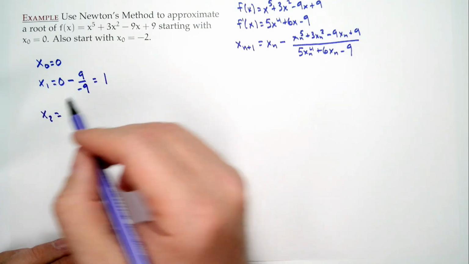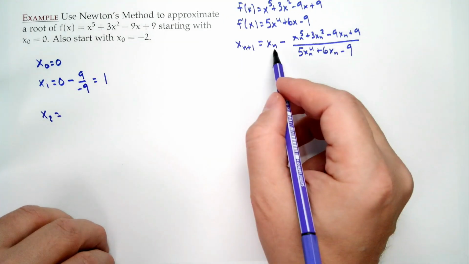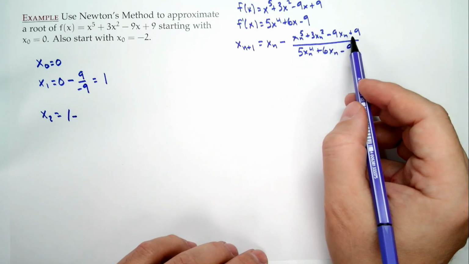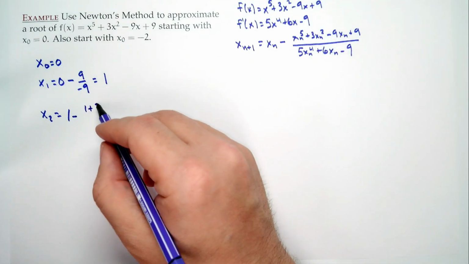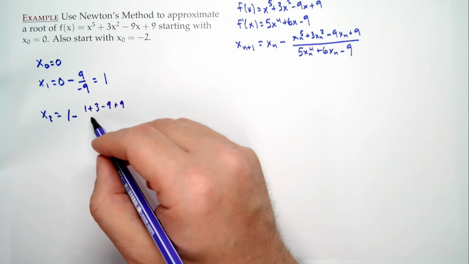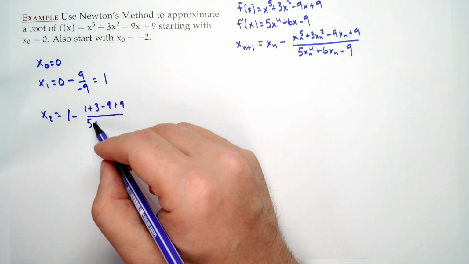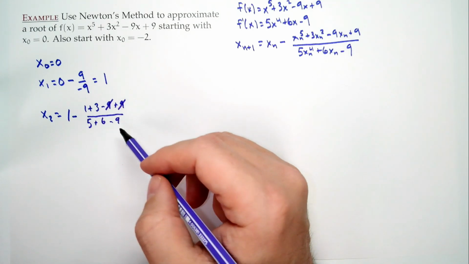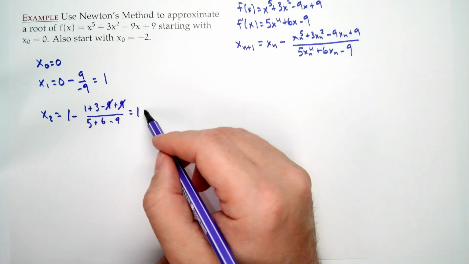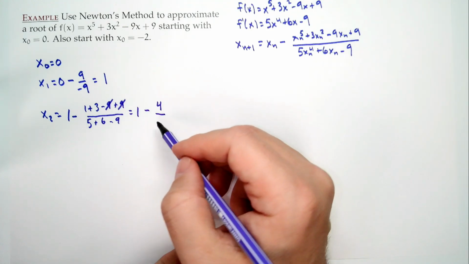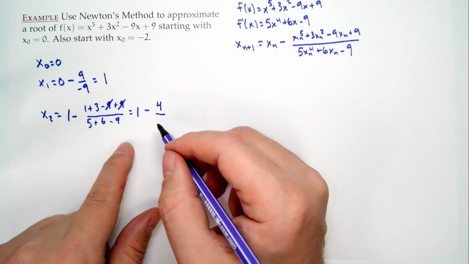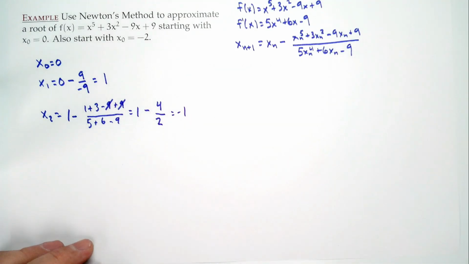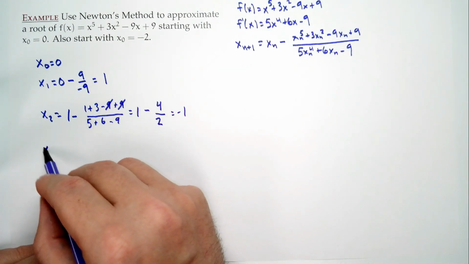So what is x2? Well, it's this number 1 minus, now here you're adding up the coefficients. So it's 1 plus 3 minus 9 plus 9. Downstairs, 5 plus 6 minus 9. Now the minus 9 plus 9 cancel. So what do we have? We have 1 minus, upstairs is 4. And downstairs, 5 plus 6 is 11, minus 9 is 2. So it's really 1 minus 2, which is negative 1. Hey, that's pretty nice. How about x3?